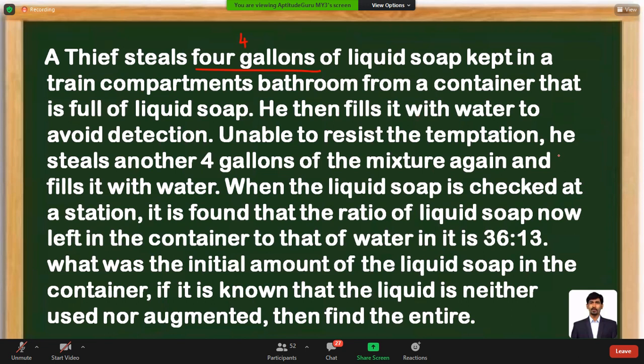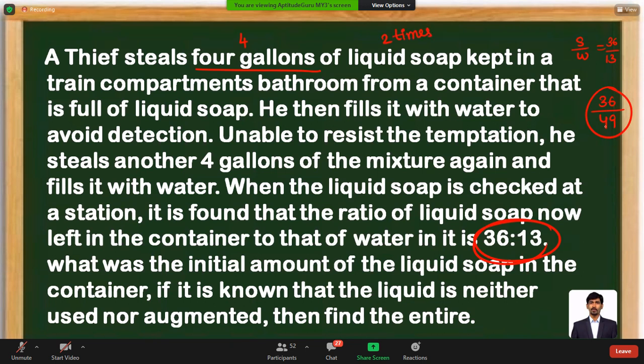Unable to resist his temptation, he steals another 4 gallons of mixture again and fills with water. Then the liquid soap is checked at the station. It is found that the ratio of liquid soap now left over to the water is 36 is to 13. Very, very important number. That means what is soap concentration? 36 parts out of 36 plus 13, which is 49. So soap concentration is 36 out of 49.